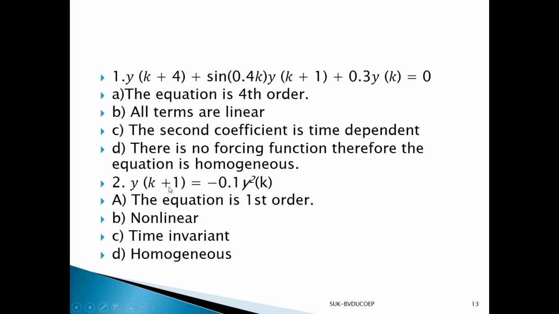Now if you look at this equation, y(k+1) = -0.1 y squared(k). So k plus 1, this is first order. At this term, y squared, this is a parabolic term, so this is a non-linear term. It is time invariant because here sine of 0.5k is time variant, and here time is not changing. It is with respect to k. Homogeneous equation. Forcing function is there. This is a forcing function.